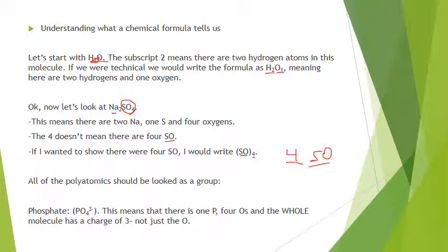All right, so this thing right here, SO4, is called sulfate, and it has 1 sulfur and 4 oxygens. Now, all the polyatomics should be looked at as a group. So if you see PO4, it means there's 1 P and 4 O's. The whole molecule has a charge of 3 minus, not just the oxygen.